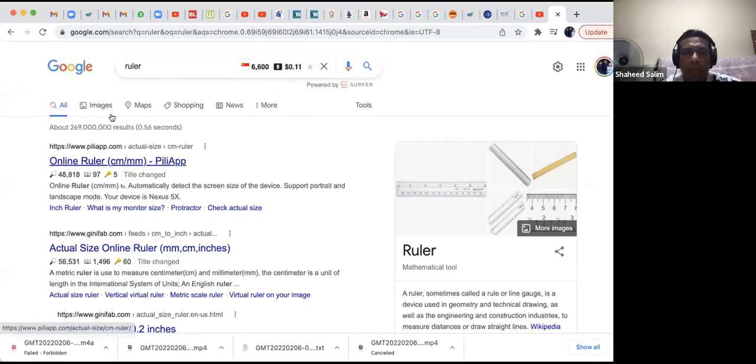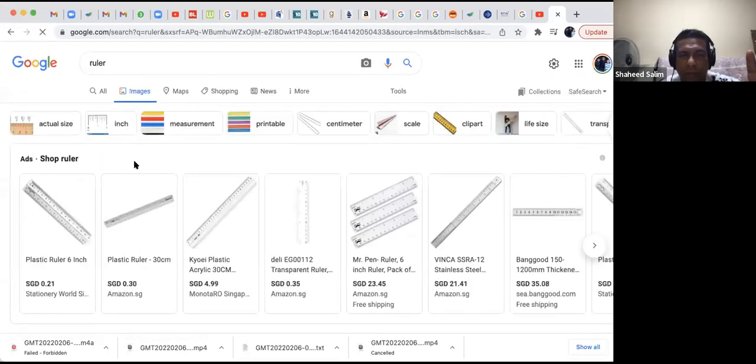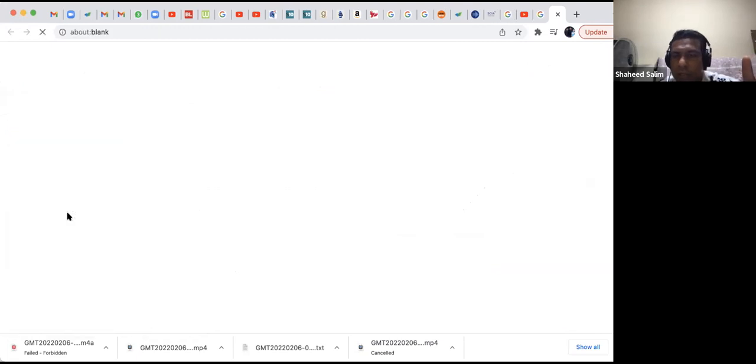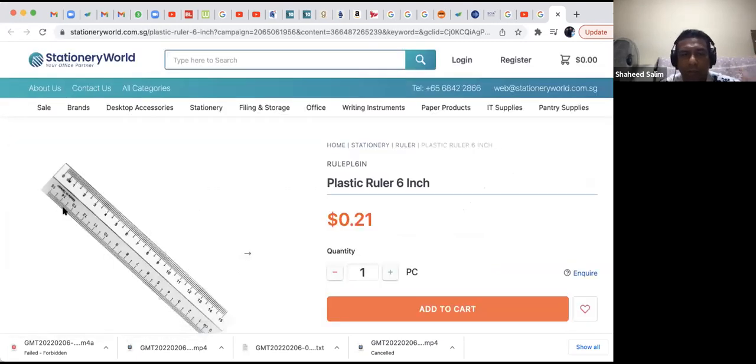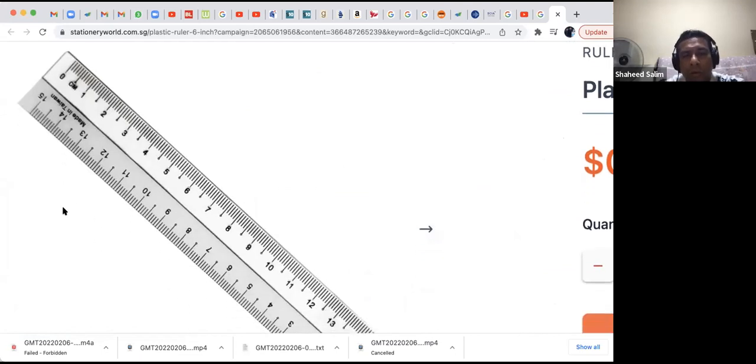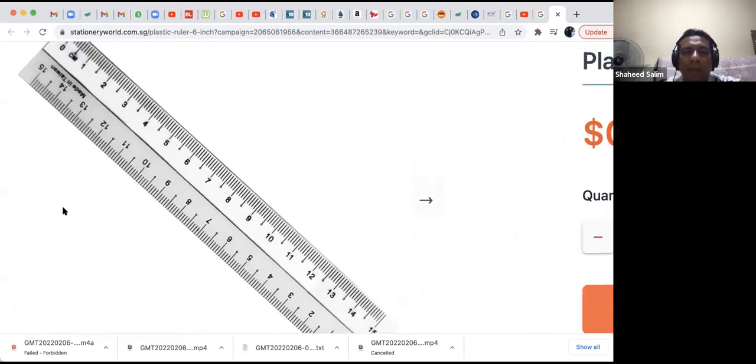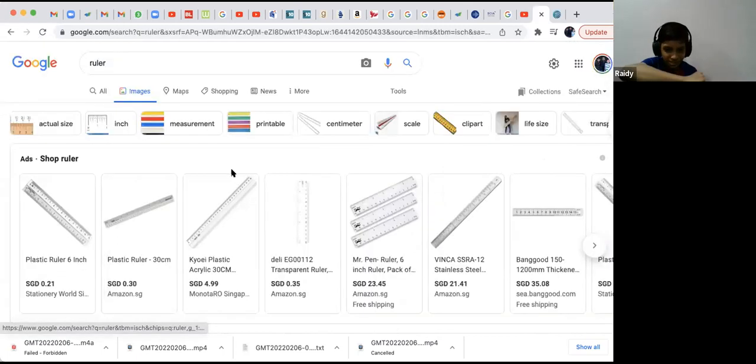If you go to images, you have seen this. Many of you have seen this. Let's say this plastic ruler is very common. This is all in cm. Top cm, bottom cm. This is metric.